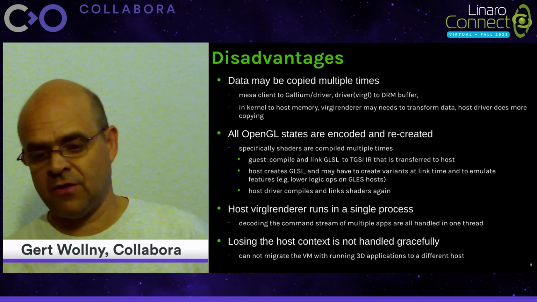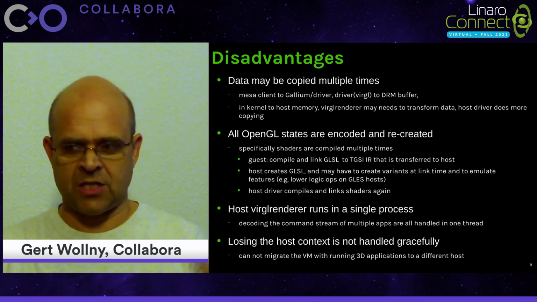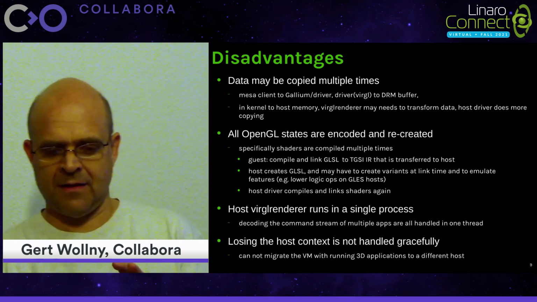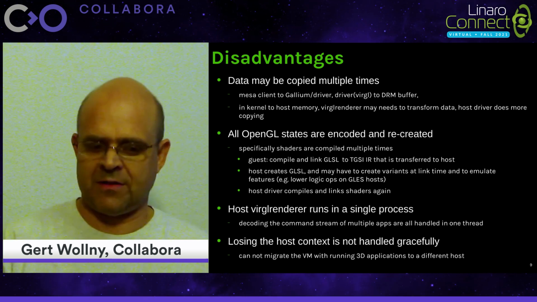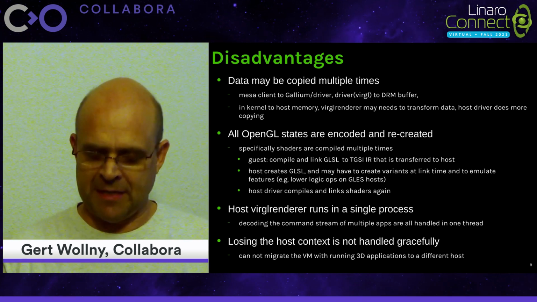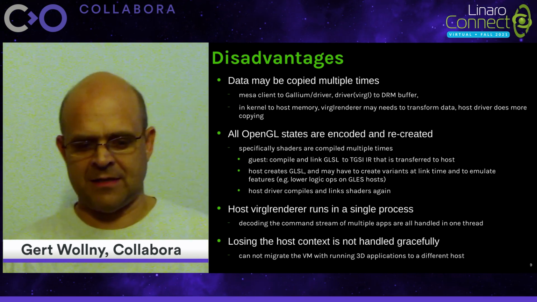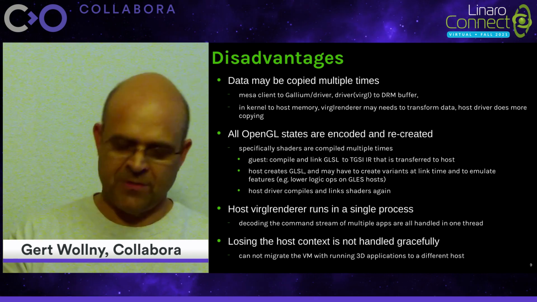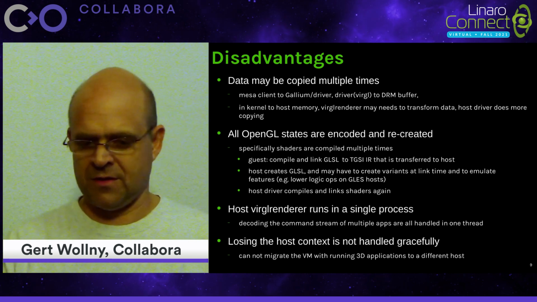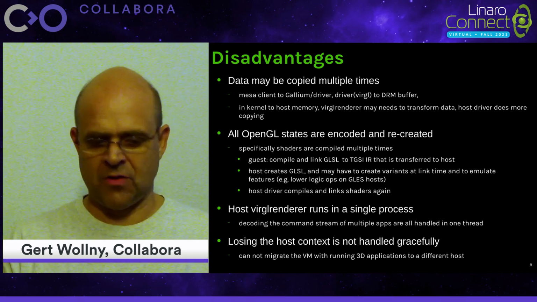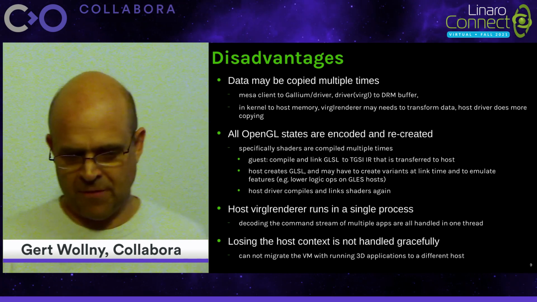VirGL may need to transform the data again. For instance, if we receive the data in chunks, it has to put them together again. And then the host driver will do more copying. Imagine, for instance, the host driver is also Mesa. Then we have exactly what's happening in the first line. The Mesa client sends data to the Gallium driver, then the driver, which in this case will probably be something else than virtual, sends the data to the DRM buffer to the hardware. So there's at least twice the amount of data moved around, even more.